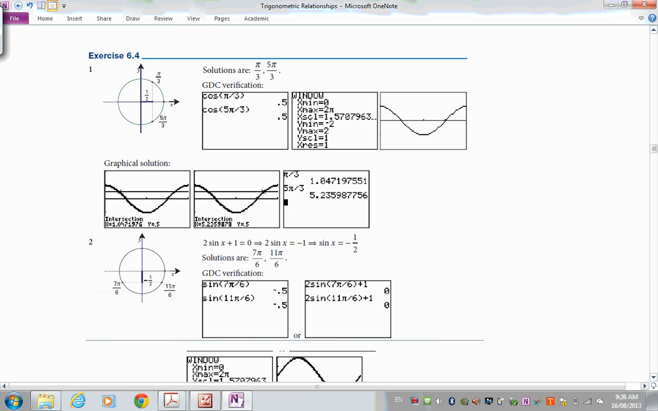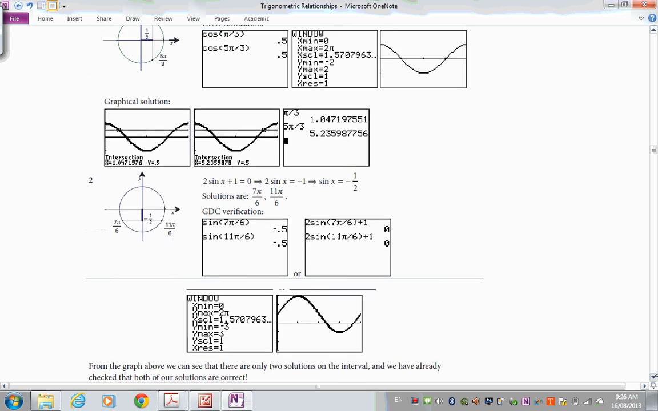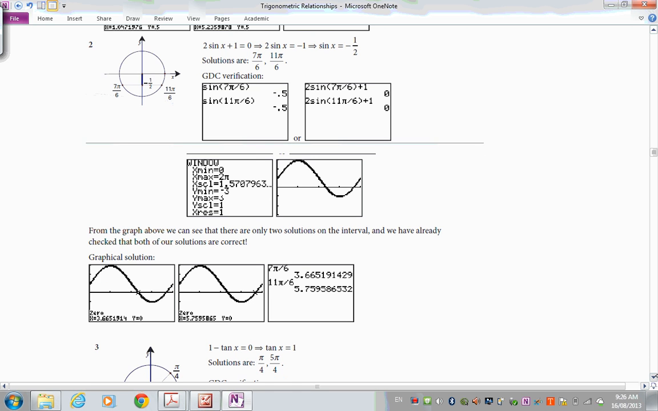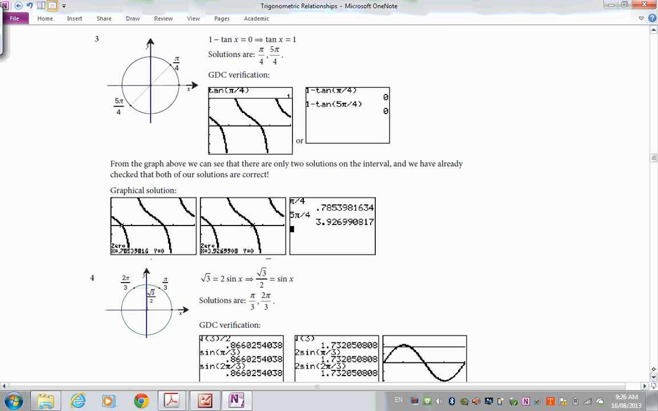Okay, there's question 1. Part of question 2, let's just pick this up now. Question 2, with a bit of graphical checking there. They're using a Texas Instrument calculator here. Calculators don't vary much on that, but you can check that on your Casio or whatever calculator you've got there. Let's go question 3.